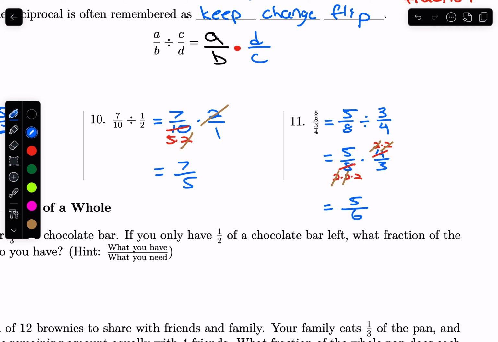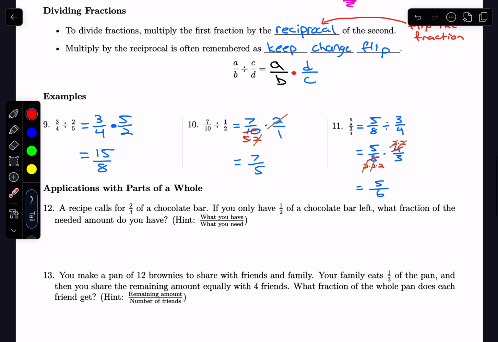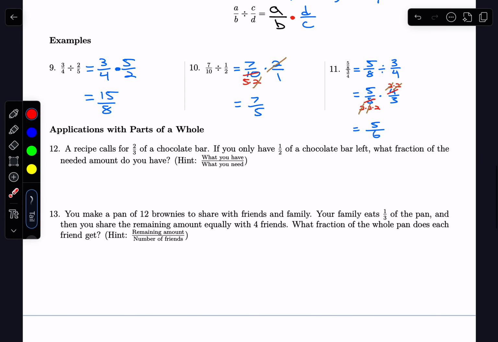If we didn't cancel out numbers in advance, we would have had 5 times 4, which is 20 on top, and 8 times 3, which is 24 on bottom. But 20 over 24 would then reduce to be 5 over 6, which is what we get by canceling out terms first. All right, so now a couple applications with this, and these are non-trivial in my opinion. So if these confuse you a bit, don't worry. I think these are hard for most people.